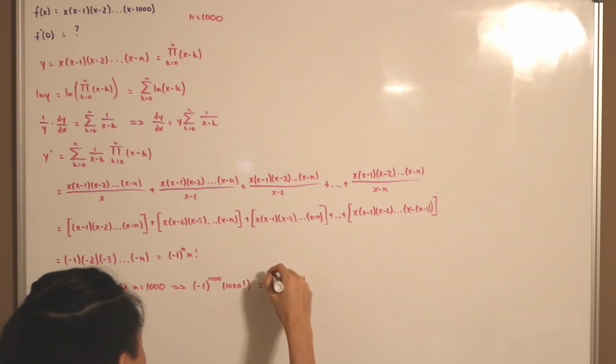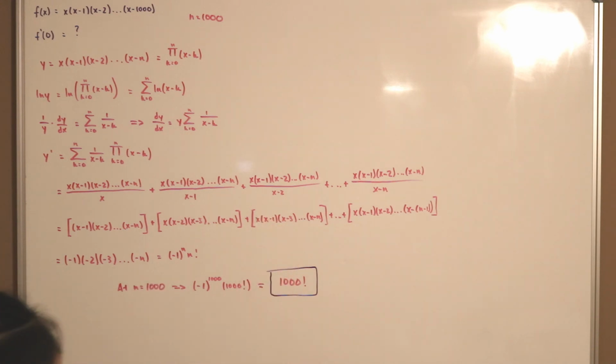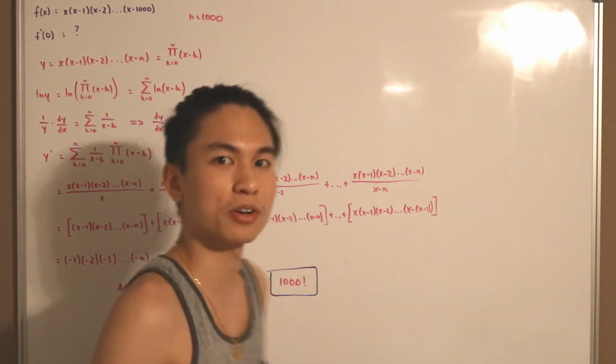So we have our answer. Therefore, f prime of 0 is equal to 1000 factorial. Sweet.